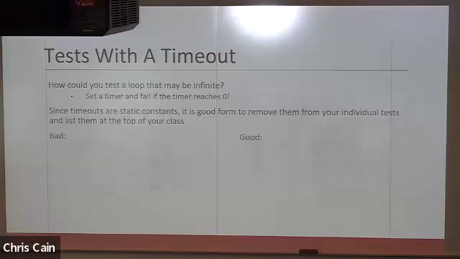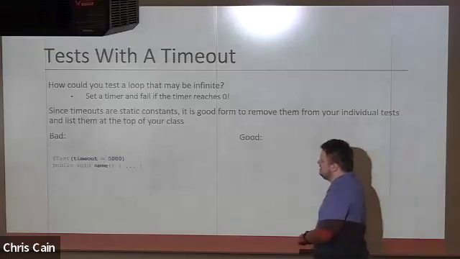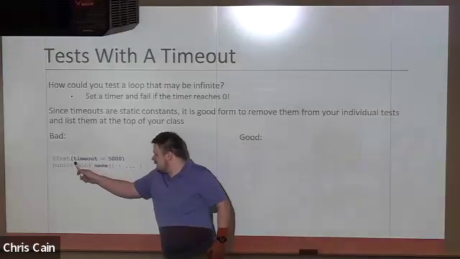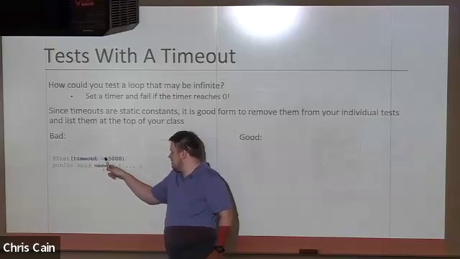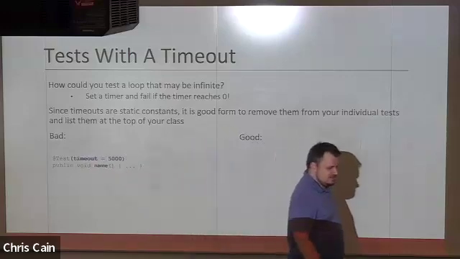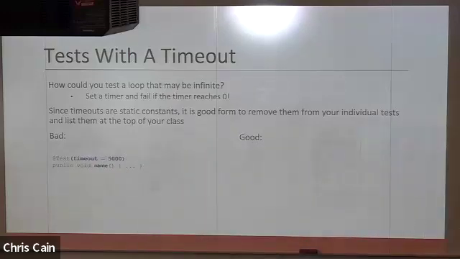So again, we have a bad and a good. The bad does this. And this is the appropriate syntax, by the way. In your @Test, in parentheses, you'll put timeout equals the number of milliseconds. So 5,000 milliseconds is 5 seconds.